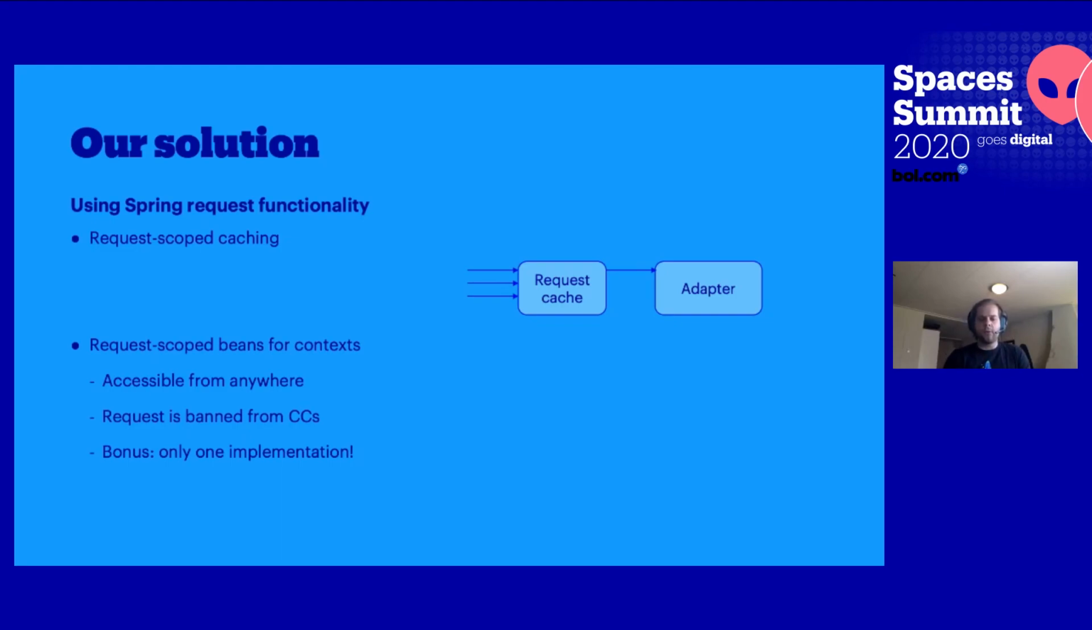Additionally, for all of our context, etc., we use request scope beans, and these are instances of beans that are only there for the duration of the request, and this makes it really easy for us to model the cloud context that we really desire to have.